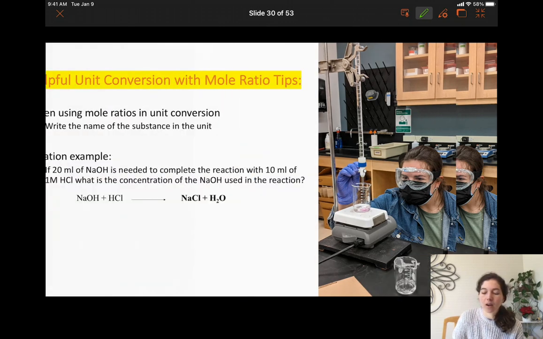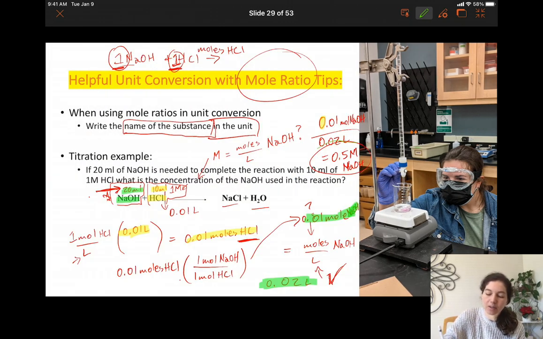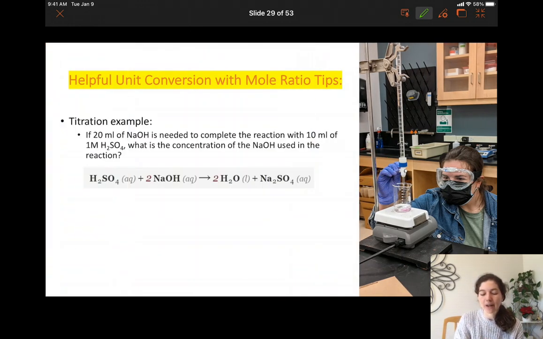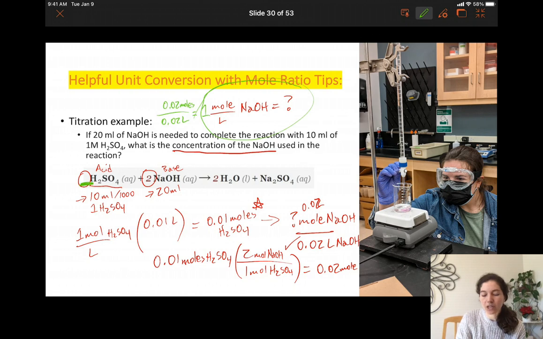Previously, our concentration was 0.5 molar. Okay, so by changing our ratios here, our mole ratios in between our acid and base, we find an entirely different answer. So that's why this matters, and why you're going to need to watch out for it whenever you're doing unit conversions.